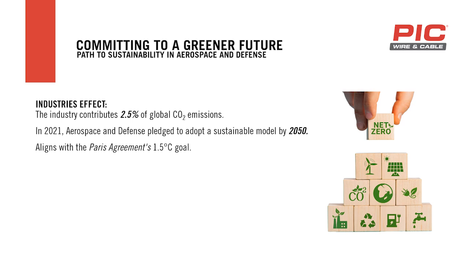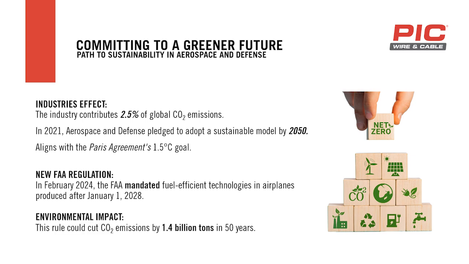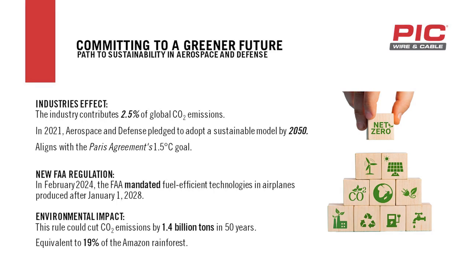In February 2024, the Federal Aviation Administration released a final rule requiring manufacturers to include more fuel-efficient technologies in airplanes made after January 1, 2028. This new rule is expected to deliver significant environmental benefits. Estimates suggest that it could reduce carbon dioxide emissions by as much as 1.4 billion tons over the next 50 years, equivalent to planting 74 billion trees.